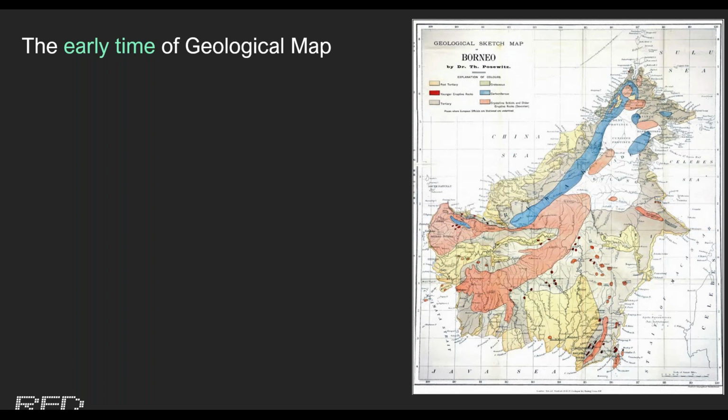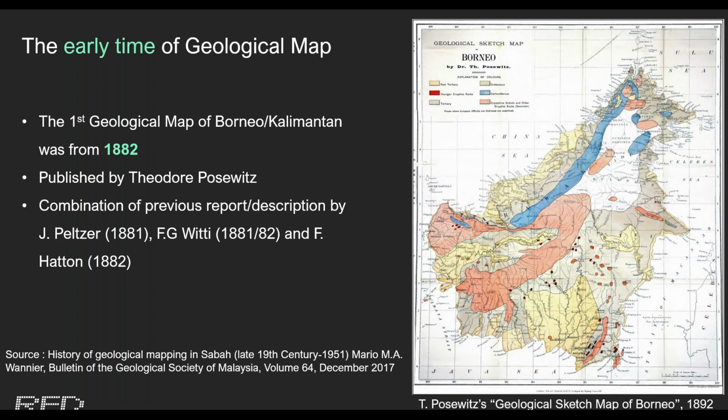So can you guess what year this map was actually produced, right? There is no technology back then, there's no computer and everything. So it's actually very early. It was late in the 19th century. The first geological map of Borneo or Kalimantan Island was produced in 1882. It was published by this gentleman here called Theodor Posewitz.